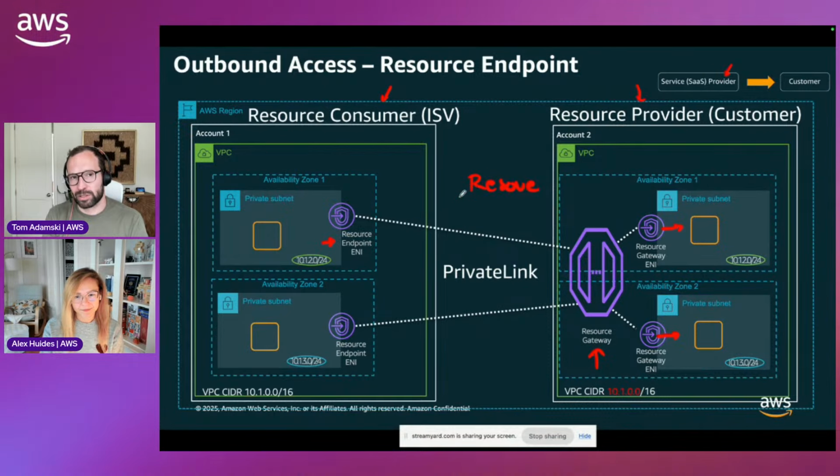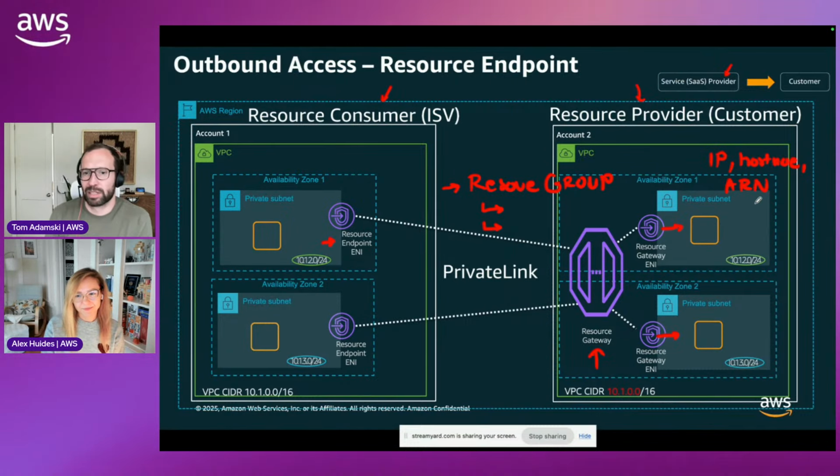With resource endpoints, you would define a resource group because you can only share one thing through this model. You either share a single resource, which is not very exciting, or a resource group that could include a bunch of different resources of the same type. And what we mean when we say resources, we mean either an IP address, a host name, an ARN, or a resource identifier for AWS services. Today, that's currently only RDS.